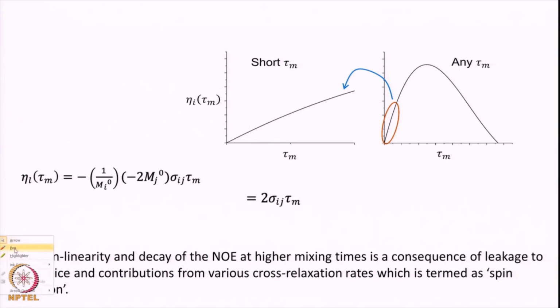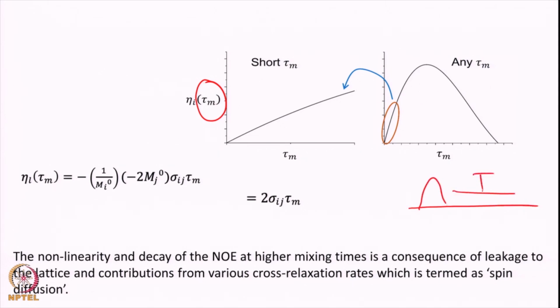This mixing time we had seen if we are doing a transient NOE, where we apply a selective pulse on one of the spins and then we mix it for time Tm and then we record a spectrum. This mixing time dictates how much NOE effect will be seen, and for short mixing time this is linear. But if you have a longer mixing time, after a certain time it falls rapidly, and this fall of NOE enhancement, or decrease in the NOE enhancement, is due to a phenomenon which is called spin diffusion.